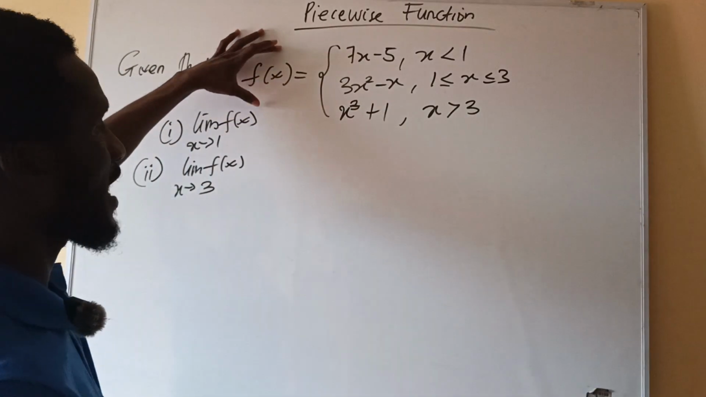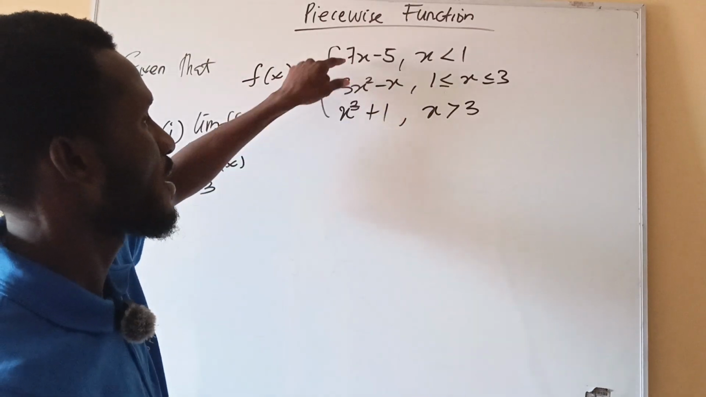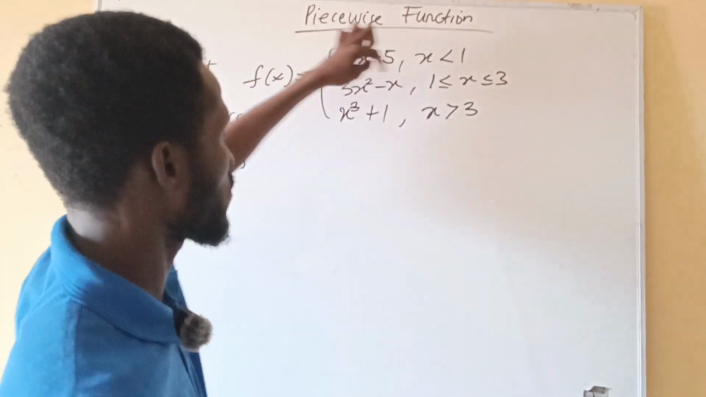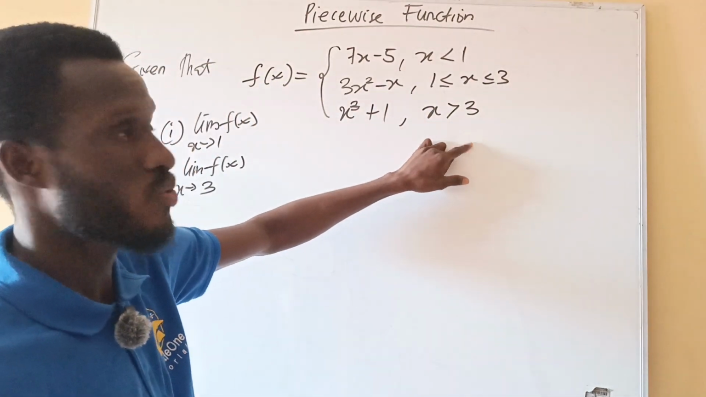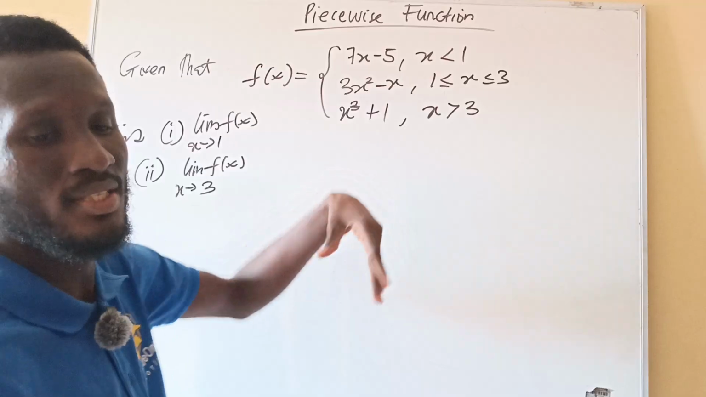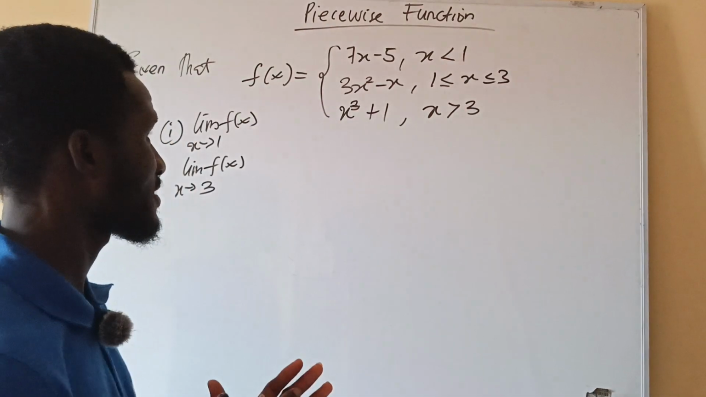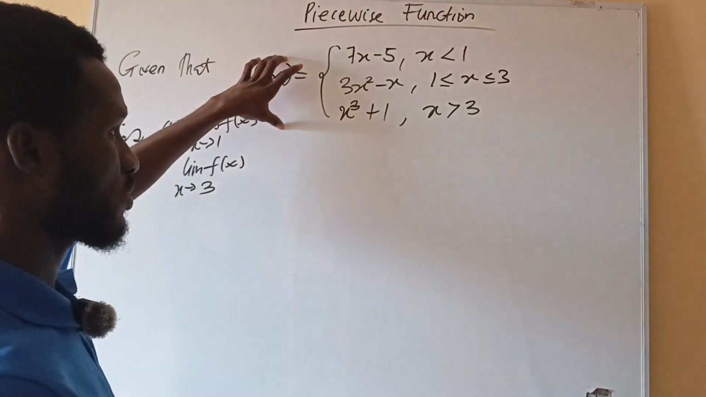Now when a function f of x is defined in this particular way, we have f of x being defined in 3 ways. This is the first way, the second way, and then the third way. And this one is defined in the form of pieces. That is why we call it a piecewise function. Now let's look at this particular thing.